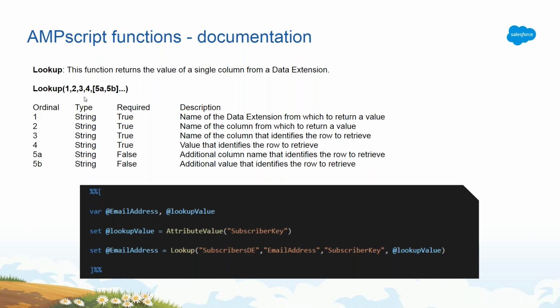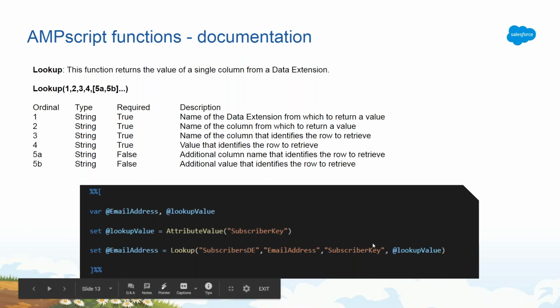So when you want to create a lookup function, you need to list at least 4 required arguments. The first one here is the name of the data extension from which a value should be returned. The second one after that is the name of the column from which to return a value. The third one is the name of the column that identifies the row to retrieve. And the last one is the value that identifies the row to retrieve.